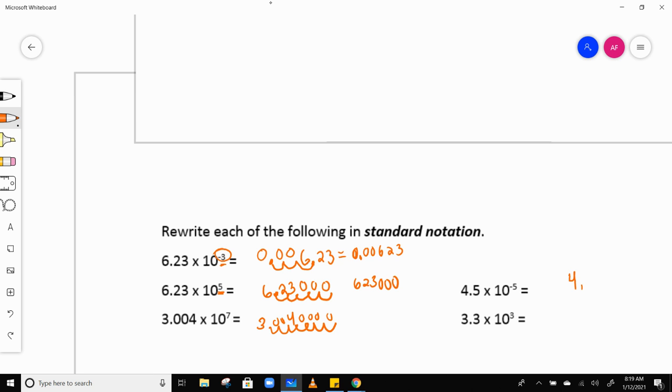4.5 times 10 to the negative 5th, so 4.5. And then I got to move it 5 spaces, and it's negative. So we're going to move it 1, 2, 3, 4, 5. And then I got to fill all those in with zeros. 1, 2, 3, 4. So 0.1, 2, 3, 4. There we go. Then last one. And 1, 2, 3. There we go. Pretty simple, right?